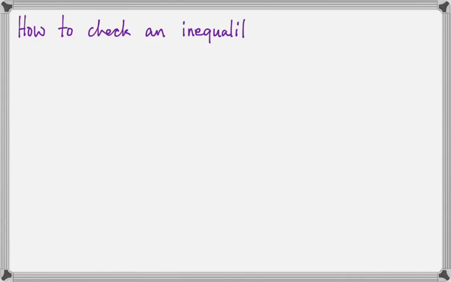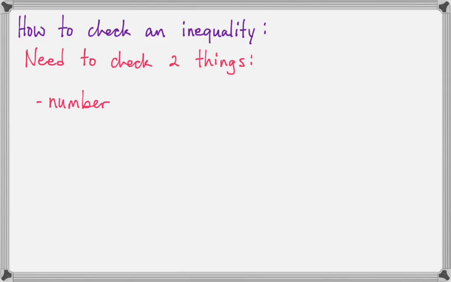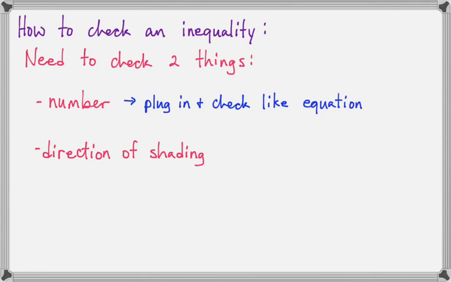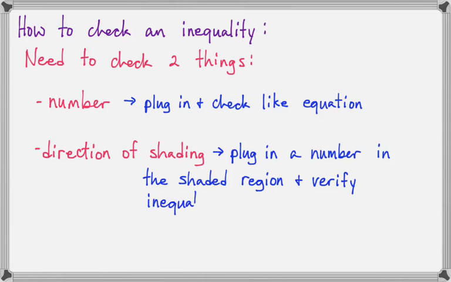Now I want to show you how to check an inequality. To check an inequality, we need to do two things. We first need to make sure that the number in our inequality is the correct number. And then we need to make sure that the shading is going in the right direction. So in order to find out if the number is right, we plug it in and check it like we've been checking our equations. And in order to make sure that the shading is right, we can plug in any number that's in the shaded part of the line and make sure that the inequality is true.